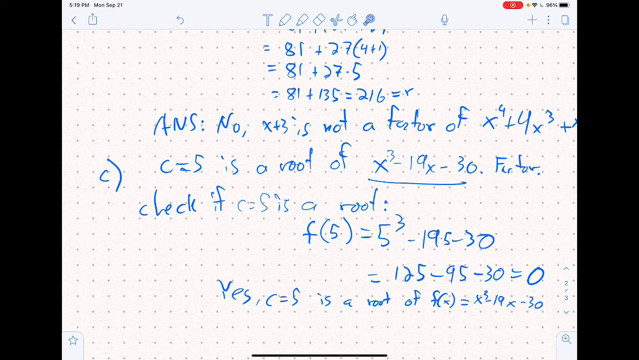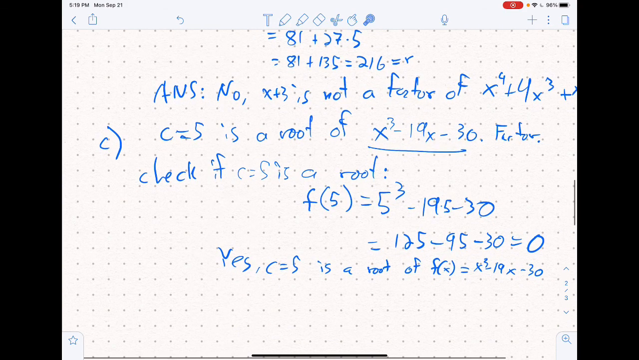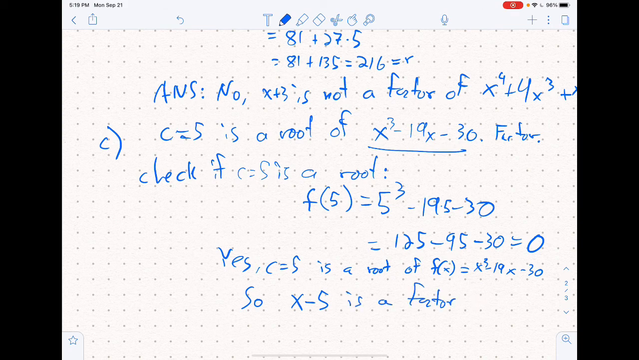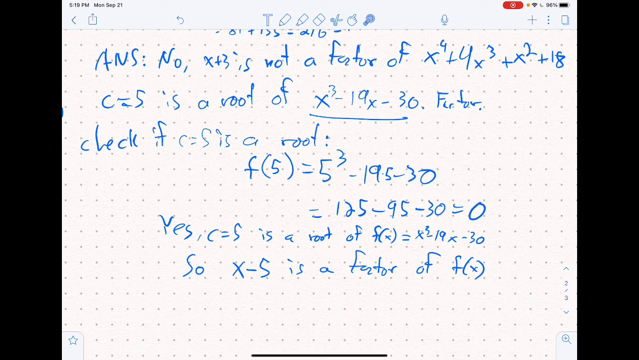Now, so what? If we have a root of this, by the factor theorem above, x minus c, so that's x minus 5, is a factor of f of x. It means that when we factor this, we can factor out an x minus 5, and we'll get some nice thing left over there. So how do we figure out how to rewrite this as x minus 5 times something? We're going to do it by doing long division.